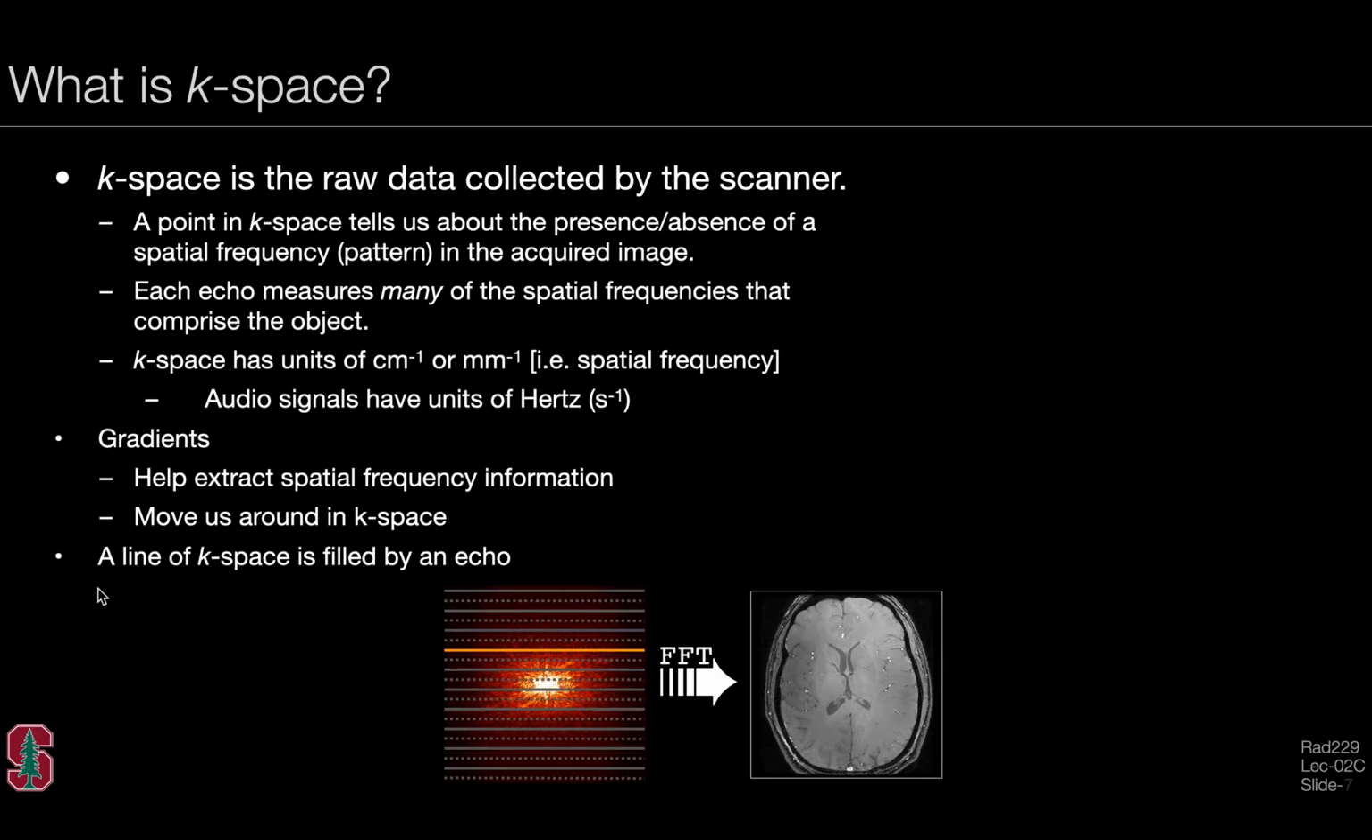And one last answer to what is K-space. A line of K-space is filled by an echo. And so we have one line of K-space here. This would be the data that would be acquired during a single echo. That might be a gradient echo. That might be a spin echo. And so it consequently takes a fair bit of time to acquire all of the echoes that we would need to fill, say, all of 2D K-space, whereafter we could take a 2D Fourier transform to finally obtain an image of the underlying object.